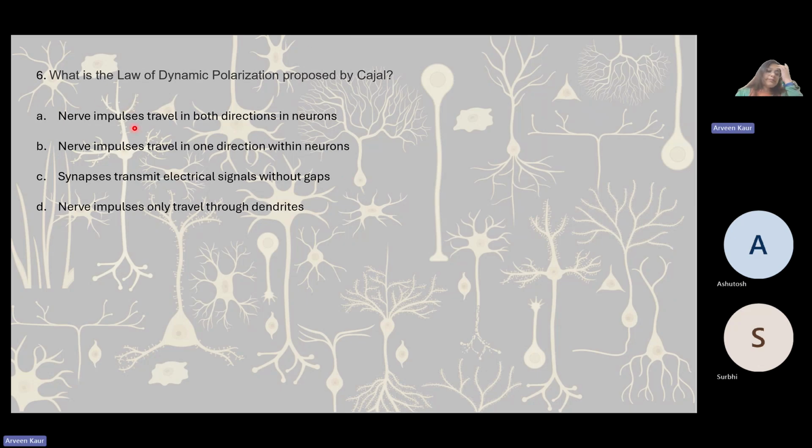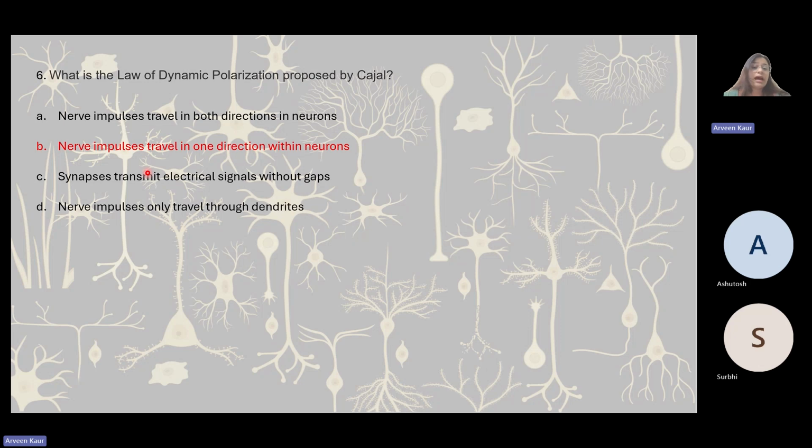What is the law of dynamic polarization proposed by Cajal? Does it say that nerve impulses travel in both directions in the neurons, or that nerve impulses travel in one direction within the neurons, or that synapses transmit electrical signals without gaps, or that nerve impulses only travel through dendrites? Which of these is the correct answer? It is the second one. What Cajal said through the law of dynamic polarization is that the nerve impulses travel in one direction within the neurons, right?